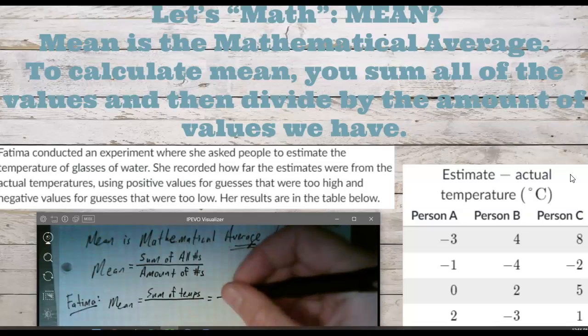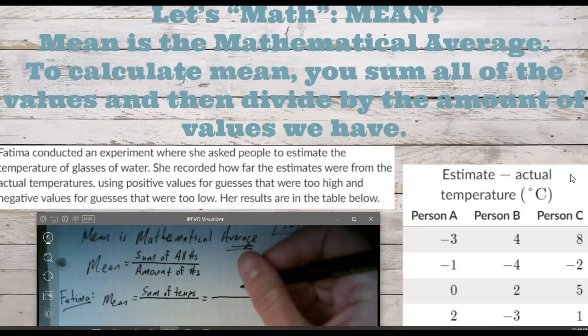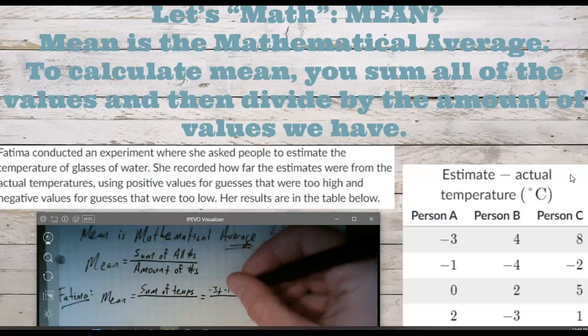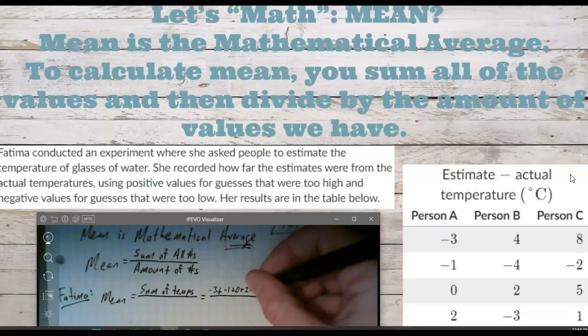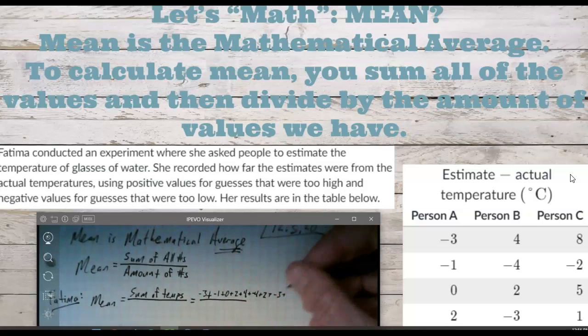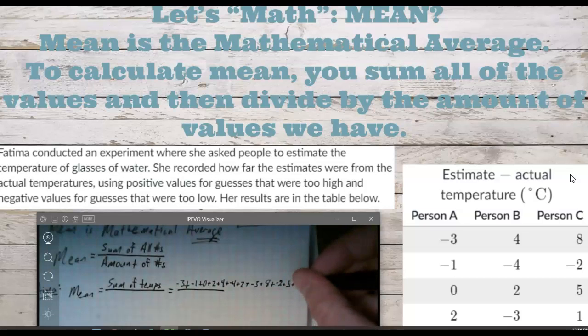Yeah, if you want to send it to me in the chat, totally fine. So we have like -3. I always try to put commas. -1. I'm even going to put the 0 so I don't forget that it's a number there. 2, 4, -4, 2, -3, 8, -2, 5, and 1.